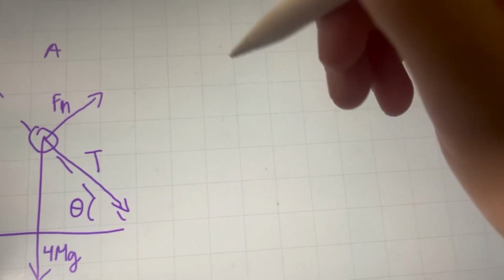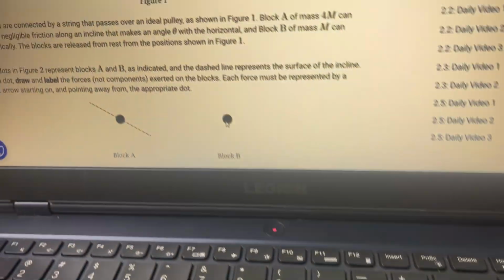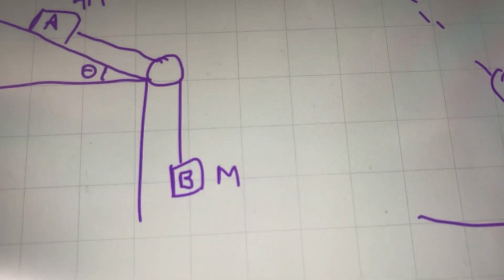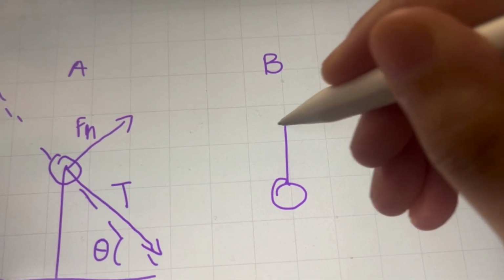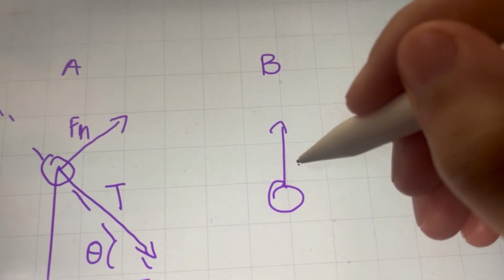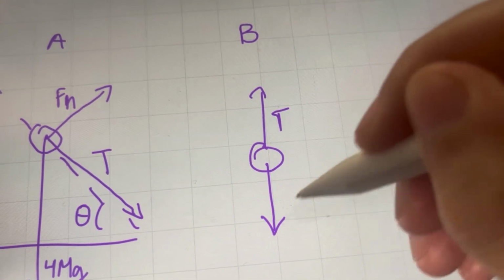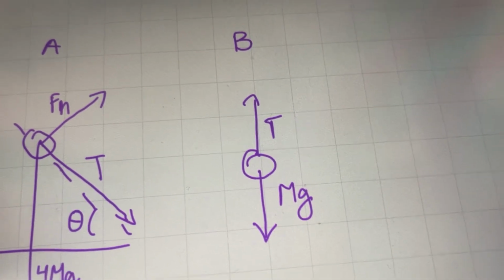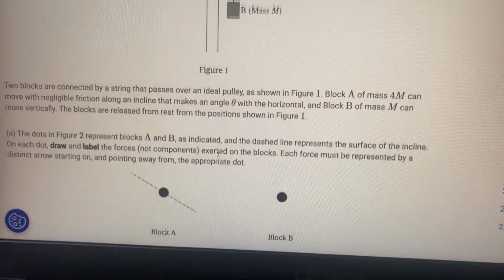And as for block B, there's that they give us right here. And really the only forces acting on block B are the tension that's pulling this block, which is tension, and then its downward force, which is its mass, which is just M, times its gravity. So this is part A of FRQ 2.